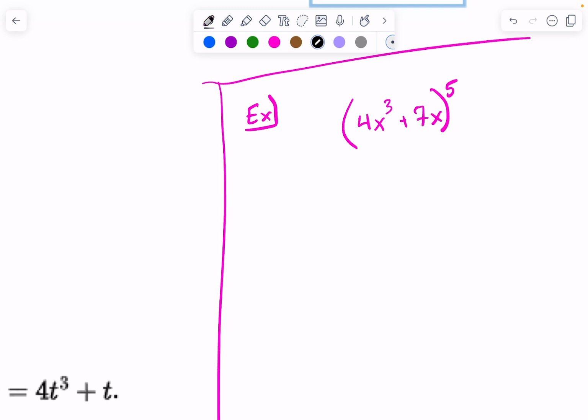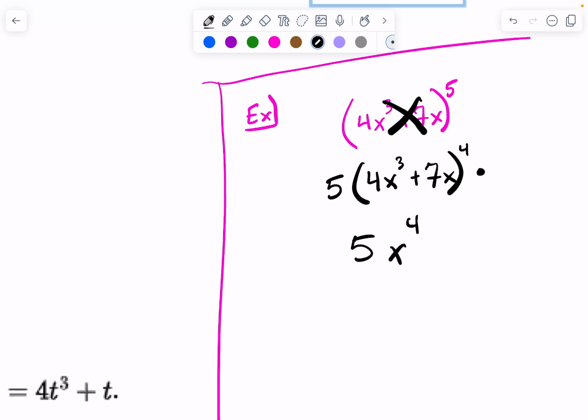Okay. Chain rule says, just like power rule, 5 comes down in front. Leave the inside. Now it is to the 4th power. But now I have to take the derivative because it's not just x to the 5th power. I don't just get to say 5x to the 4th. Now I have to take the derivative of the inside. The derivative of this is 12x squared, and the derivative of 7x is plus 7.